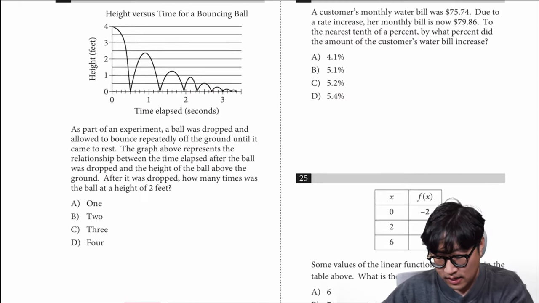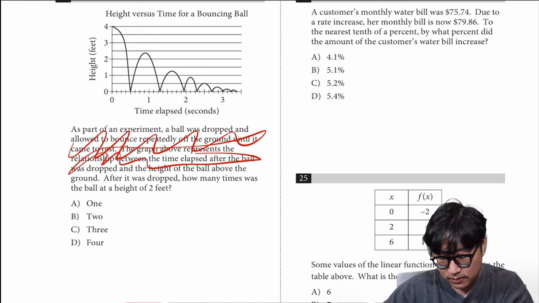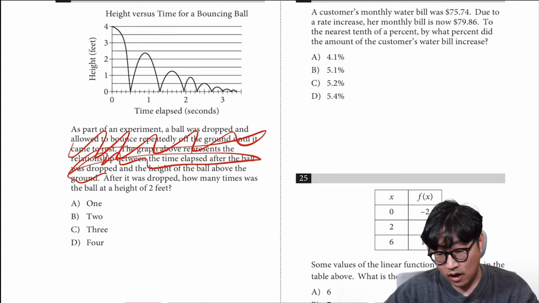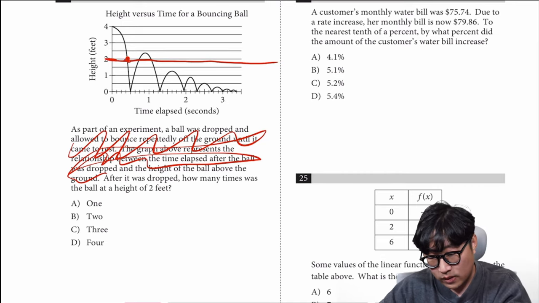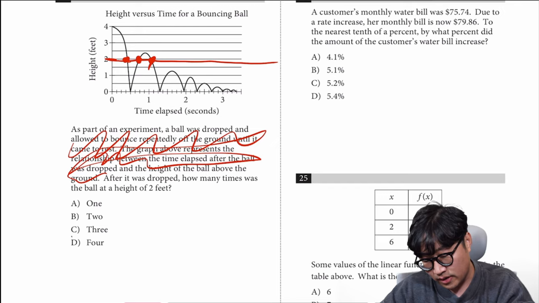Number 23, blah, blah, blah. After it dropped, how many times was the ball at a height of 2 feet? 2 feet's right there. Just draw a line. One time, two times, three times. There it is, three. Easy.